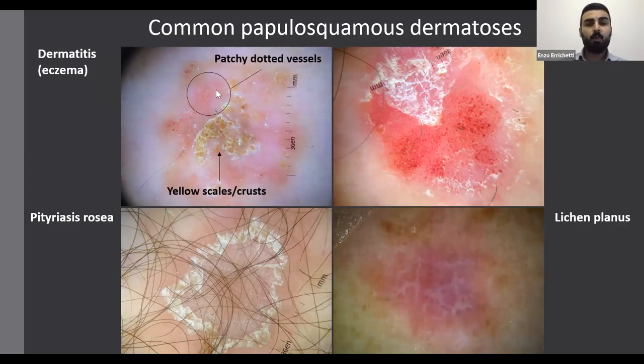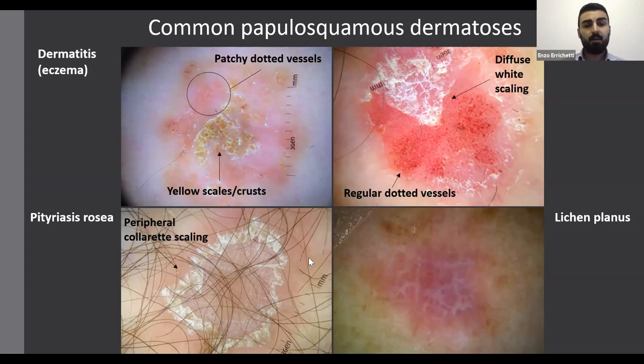In dermatitis, we have patchy dotted vessels and yellow scales and crusts. In psoriasis, we have diffuse white scaling and regular uniform dotted vessels. In pityriasis rosea, we have a peripheral colored scaling with an inner free edge. And in lichen planus, we have our Wickham striae.